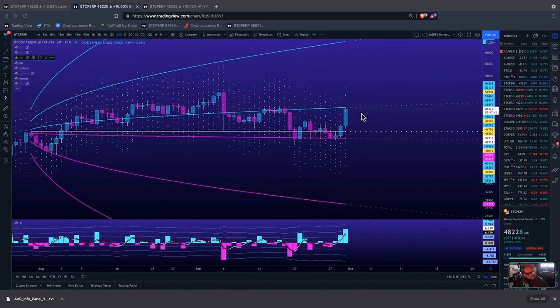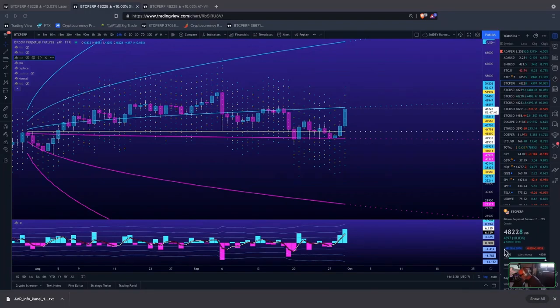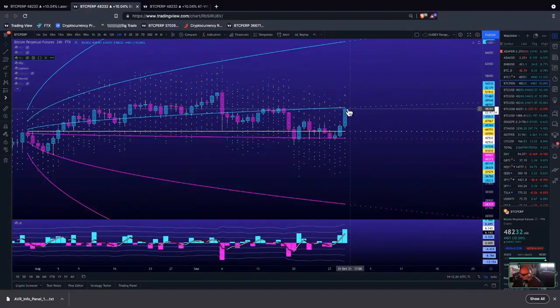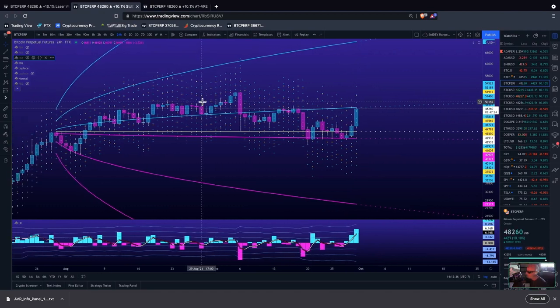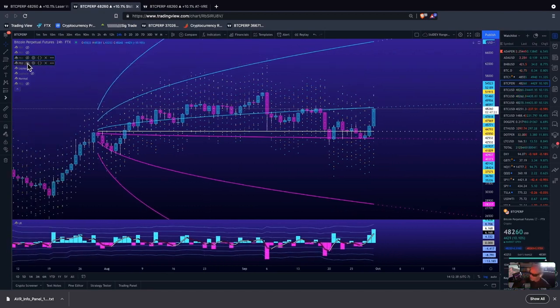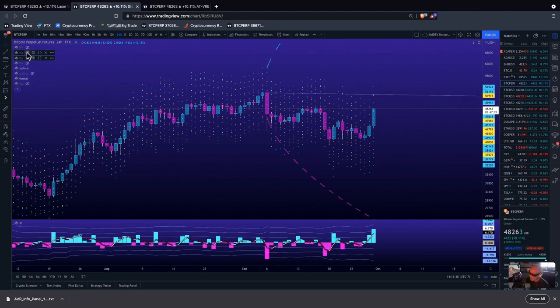Tested it perfectly. And now look at the wick. Look at our high today. The high today, 48,381. Look where that wick is. It's right there. Boom. It shorted the top of the 68.3 by about $50. And now we're just sitting here chilling, right? Okay, now let's turn off PV2. I'm getting ramped up.